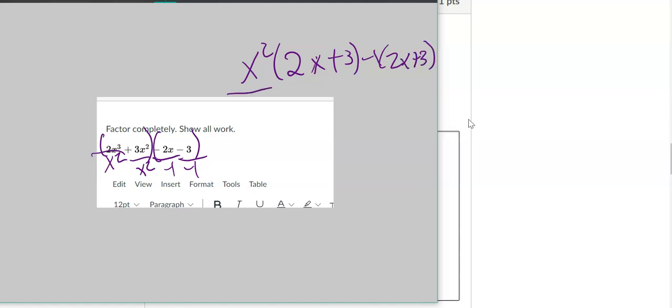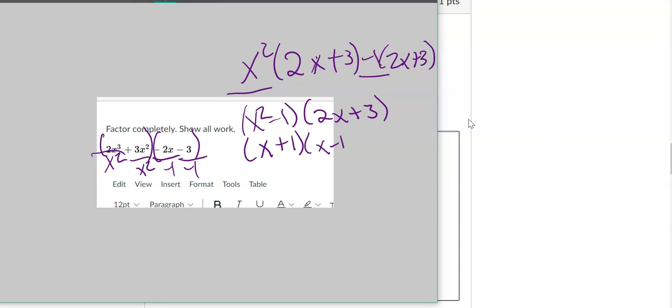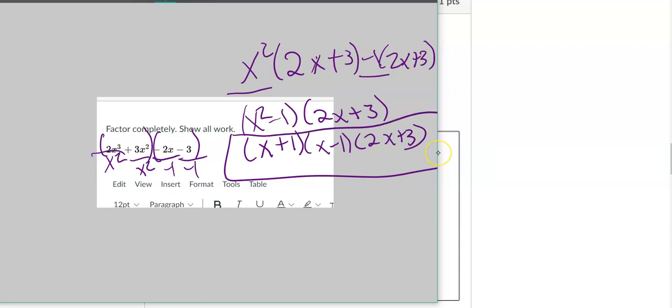I also want to always make my leading term positive. Then I want to take the outside pieces and put those together. So I have x squared minus 1, and then 2x plus 3. On this one with the exponent, I want to see if I can factor it anymore. I'm looking for something that multiplies to -1 and adds to 0 because I don't have a middle term. That would be +1 and -1. So I can split this one up, and this is my final answer here.